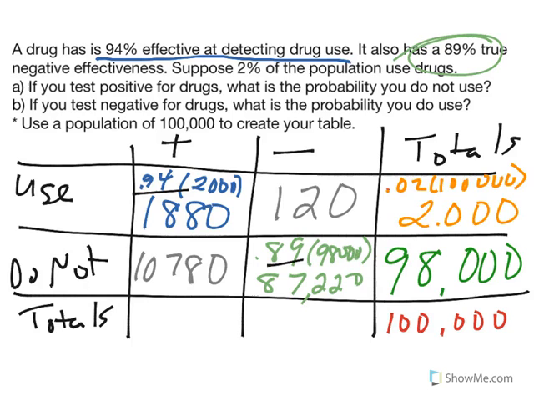When we add vertically, I get 12,660. I add vertically in my negatives, and I get 87,340. Then we are ready to do A and B.